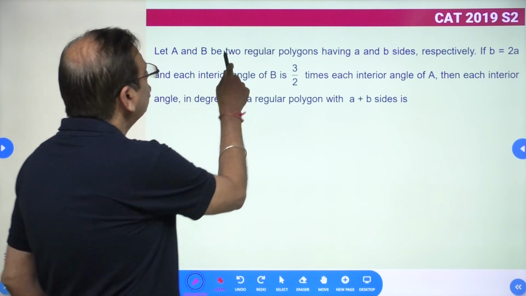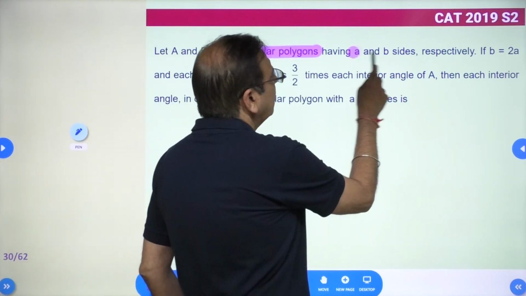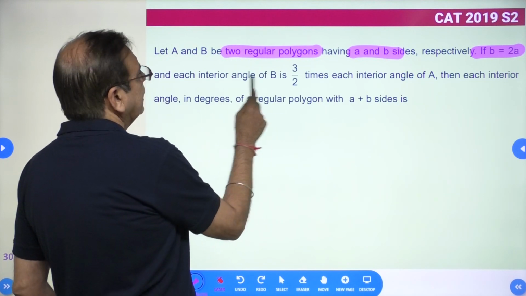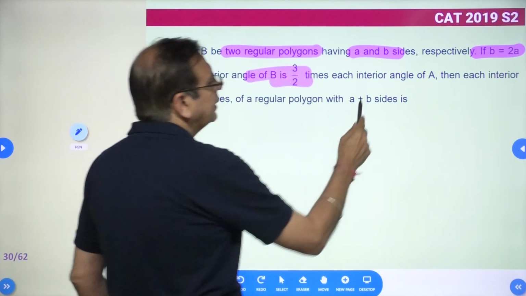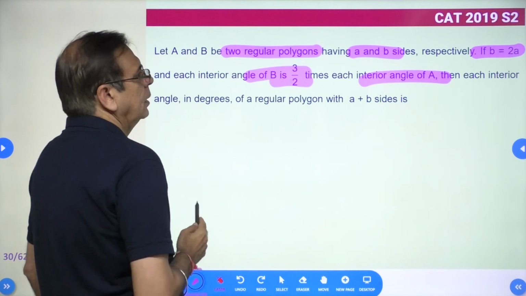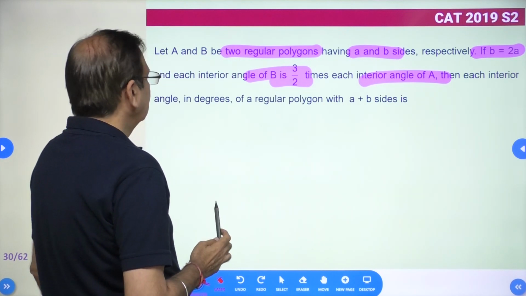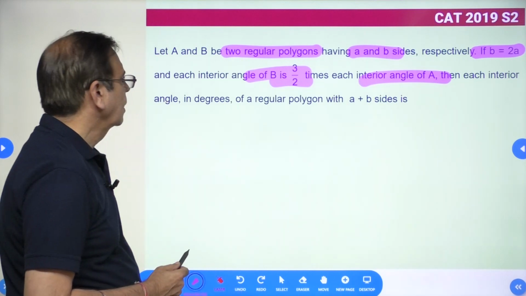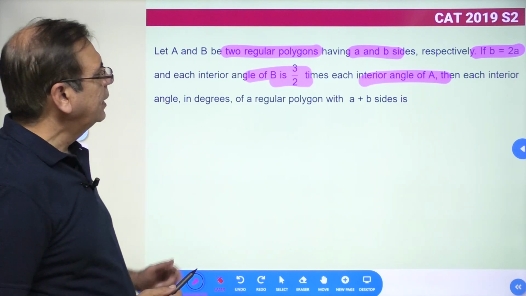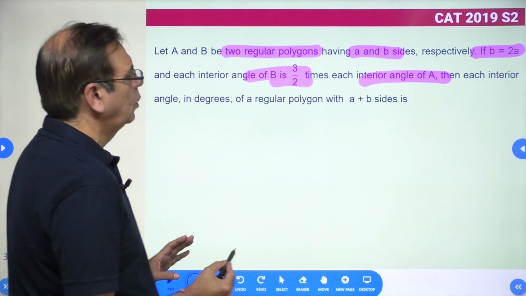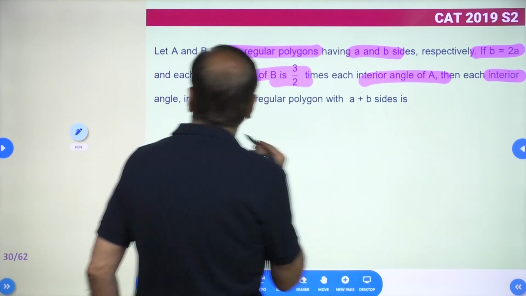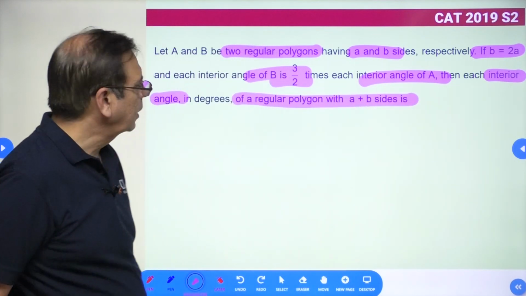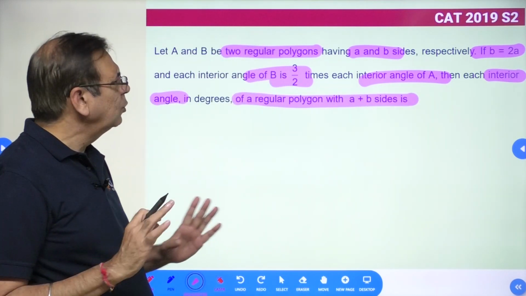Let A and B be two regular polygons having A and B sides respectively. If B is equal to 2A and the interior angle of B is 3/2 times the interior angle of A, then find each interior angle in degrees of a regular polygon with A plus B sides. So we need to find the interior angle. What do we need to find? Interior angle of a polygon with A plus B sides. That is what we need to find.